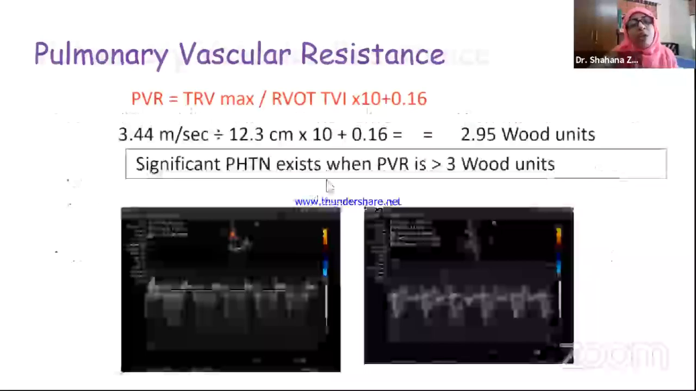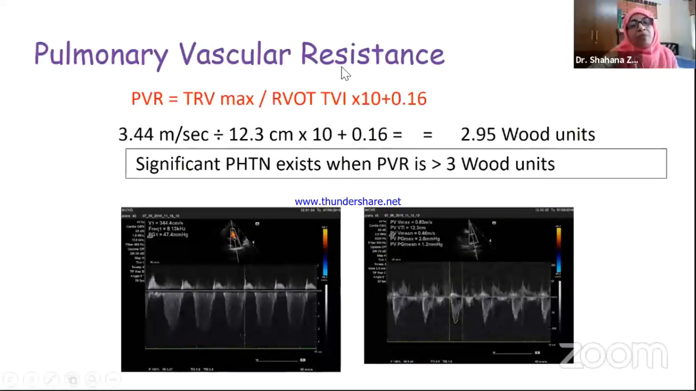This is the formula for the measurement of the pulmonary vascular resistance. This formula will also be calculated by the EPIC or advanced machines for the echocardiographer. The machine will help the echocardiographer to calculate this formula. If you calculate this manually, we take the tricuspid regurgitation velocity maximum divided by RVOT TVI, times 10, plus 0.16. Significant pulmonary hypertension exists when PVR is more than 3 Wood units.